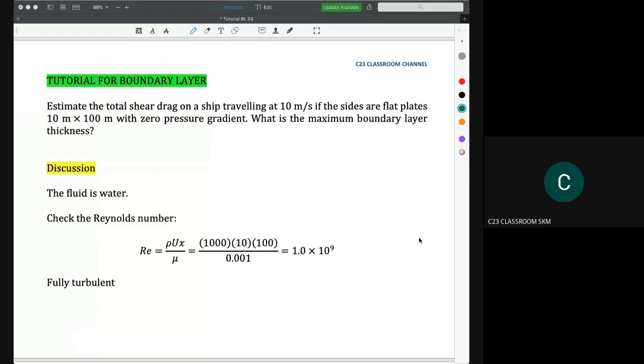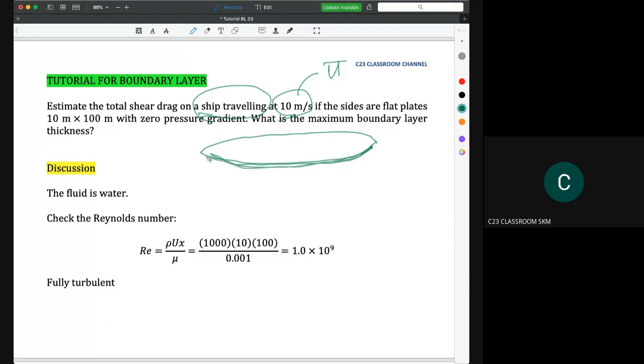In this question, they ask you to calculate about this ship traveling at 10 meters per second, and you know this 10 meters per second is the capital U. We normally would say that the ship is something like this. If it is too long, we assume it is some kind of curved design, but actually it can be assumed to be equal to a flat plate. It gives you the dimension 10 meters times 100 meters.